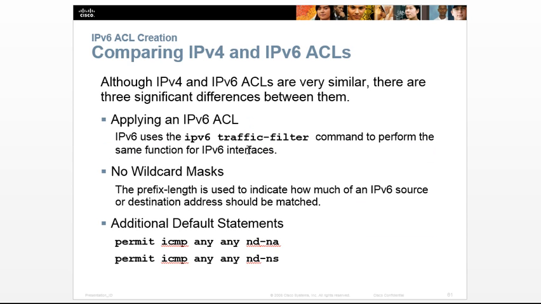Here they're going to say that although IPv4 and 6 are similar, there are 3 significant differences. IPv6 uses the ipv6 traffic-filter command to perform the same functions. There are no wildcard masks. Praise the Lord, hallelujah. We do not have to figure out how to do an IPv6 wildcard. The prefix length is going to be used to determine how much of a source or destination should be matched. And there are a couple of additional default statements. We are going to permit ICMP from any on 2 matches.